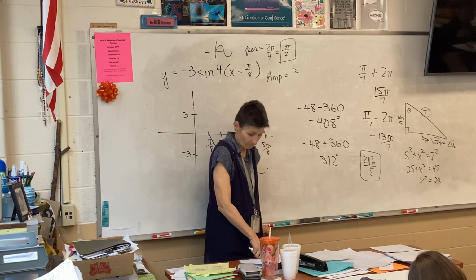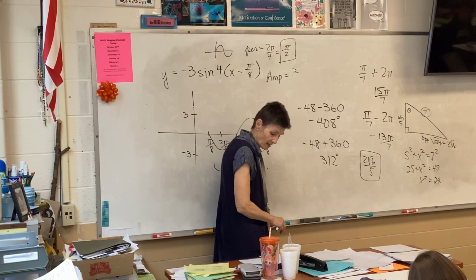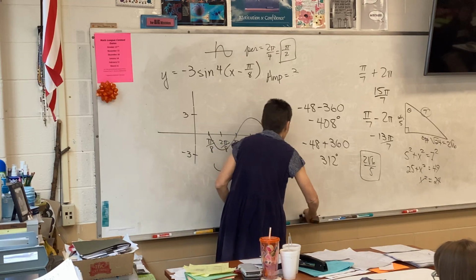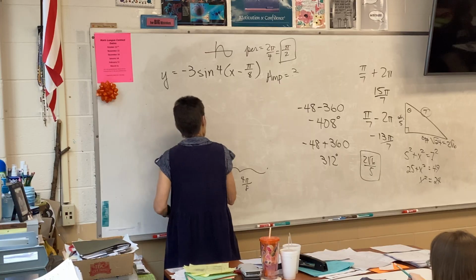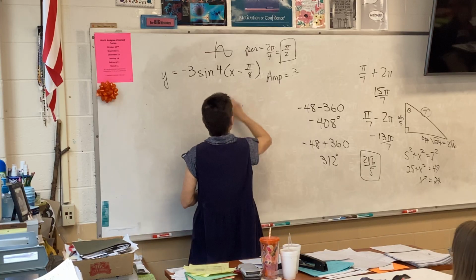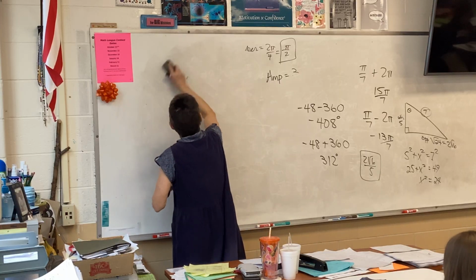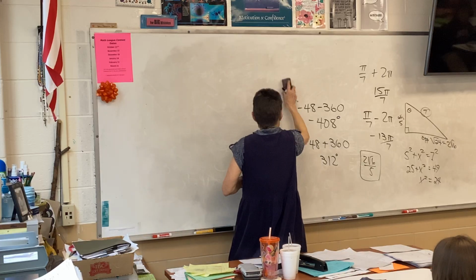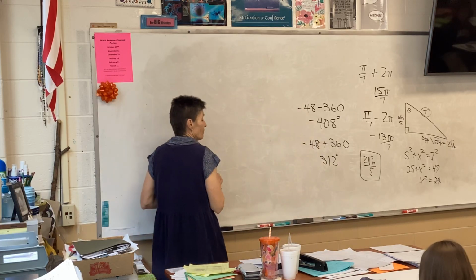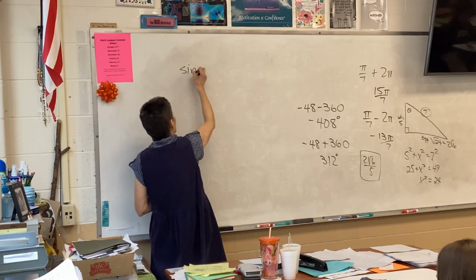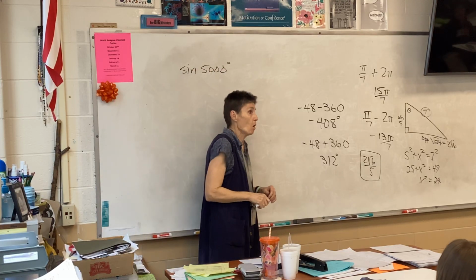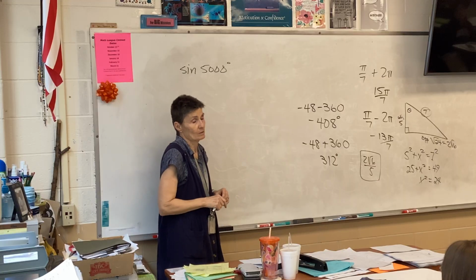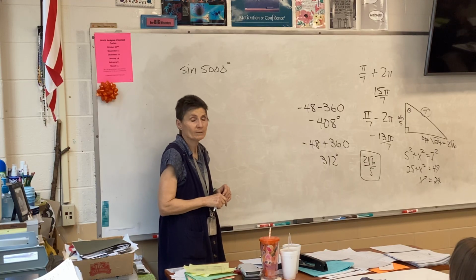The next one says, find the sine of 5,000. No calculator. You don't have to find it, you just have to tell me is the sine of 5,000 positive, negative, 0 or undefined. So let's talk about 5,000. If you were going to draw 5,000 degrees, what would that look like?